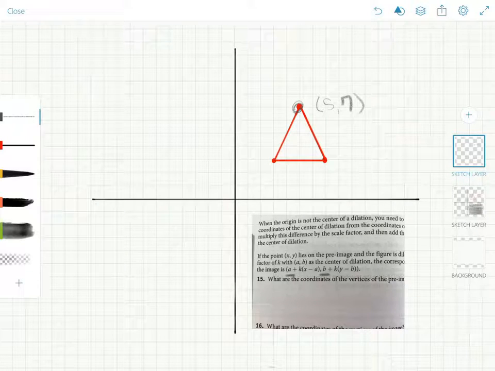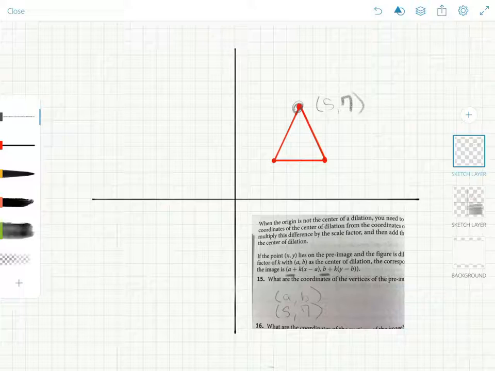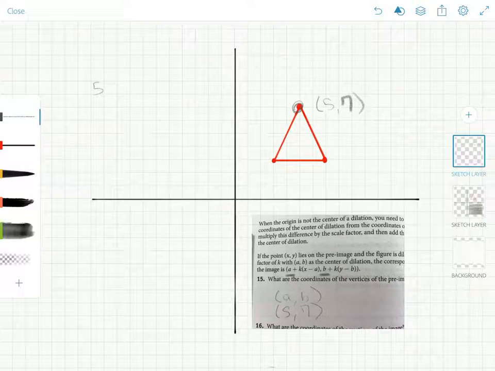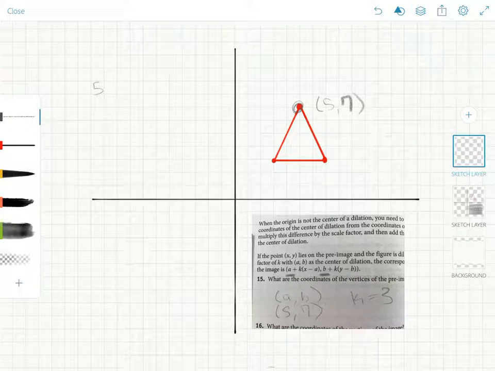So in our formula here, the A and the B are going to be 5 and 7. So we're just going to plug that in. Let's do the x coordinate first. A is 5. And let's do a scale factor of 3. K equals the scale factor, so K is going to be 3.